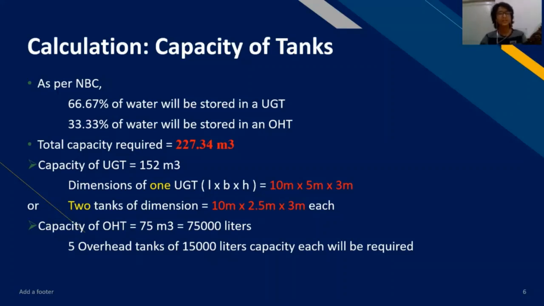So the underground tank can be built in two ways. The first one is that we can build one tank of dimensions 10 meter long, 5 meter wide and 3 meter high, or we can build two tanks of dimensions 10 meter long, 2.5 meter wide and 3 meter high each. Similarly, overhead tank capacity will be 75 cubic meter, which is 1/3 of the total capacity, equivalent to 75,000 liters. For this, we can build 5 overhead tanks of 15,000 liters capacity each.